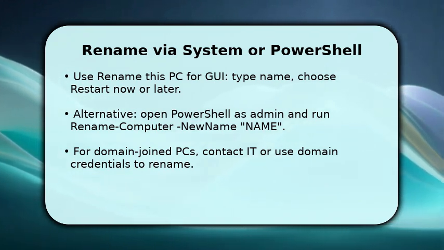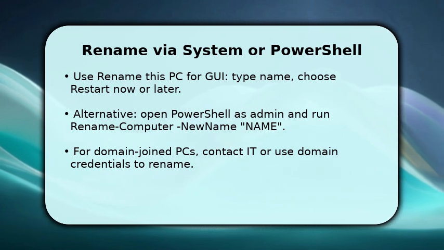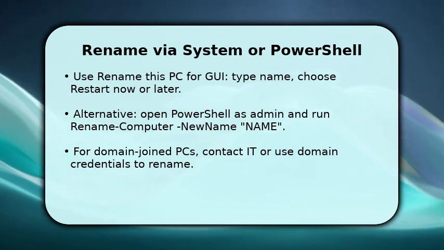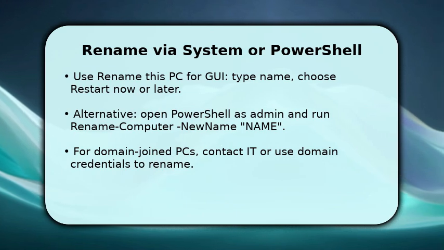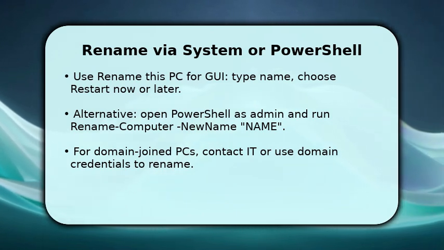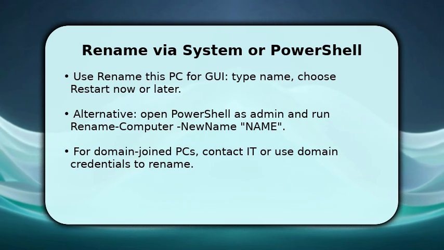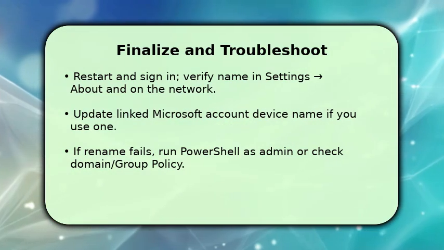For domain-joined machines, you'll need domain permissions. Renaming without proper rights will fail. Once done, the system records the change and queues a restart to apply the new computer identity across services. Finish by restarting when prompted.